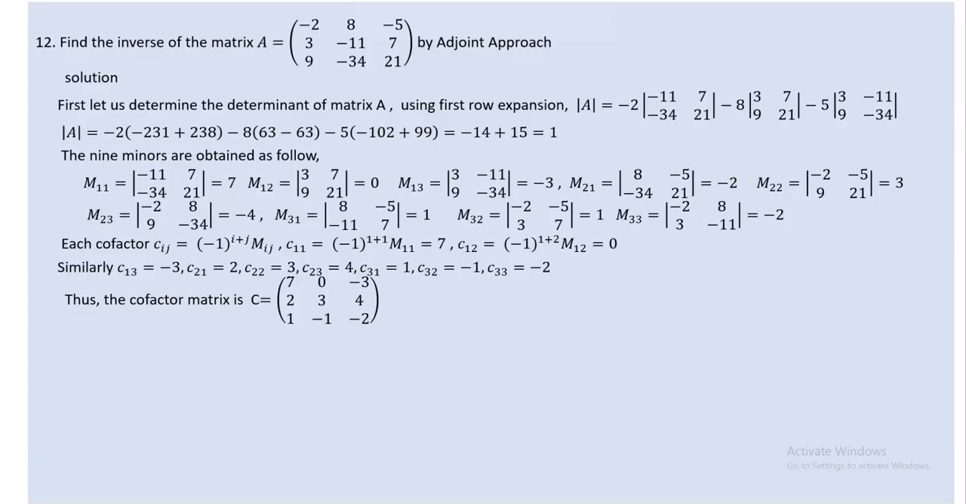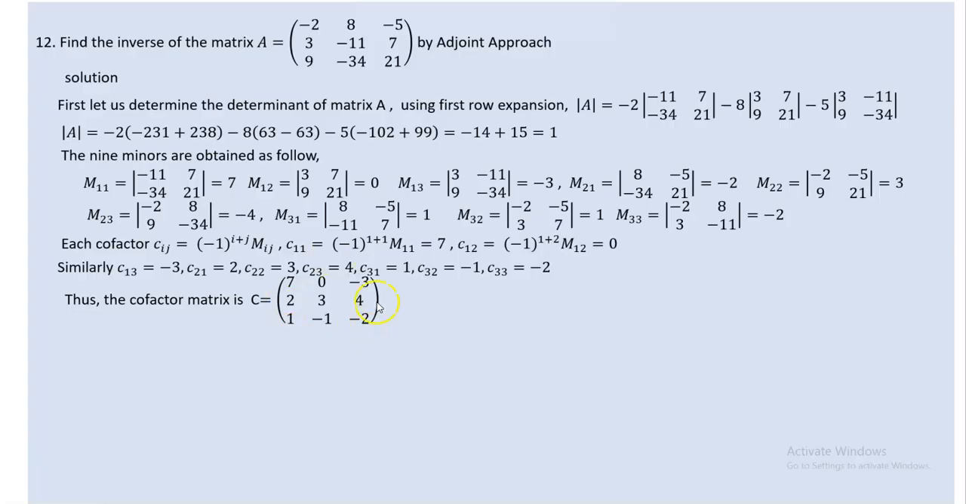What comes next is presenting the obtained cofactors in matrix form. Let's call that C. As you see, we have labeled each cofactor obtained according to its place: C11, C12, C13, C21, C22, C23, and C31, C32, and C33.